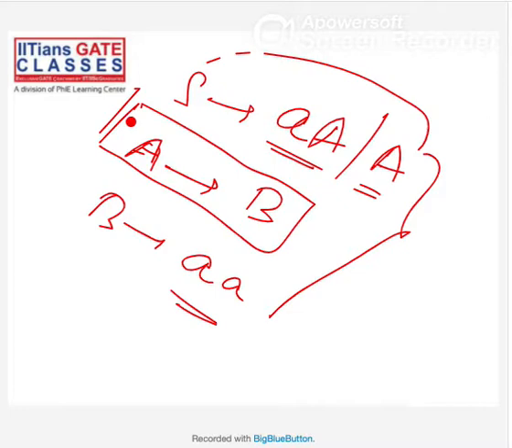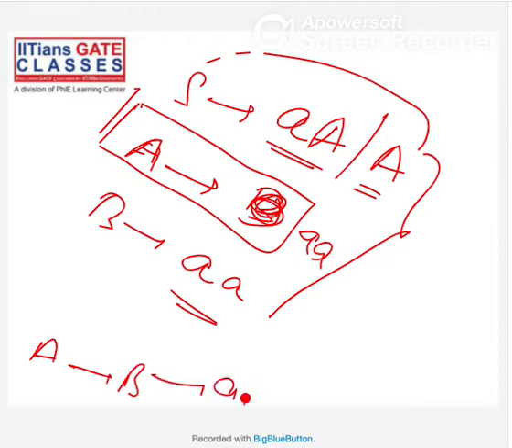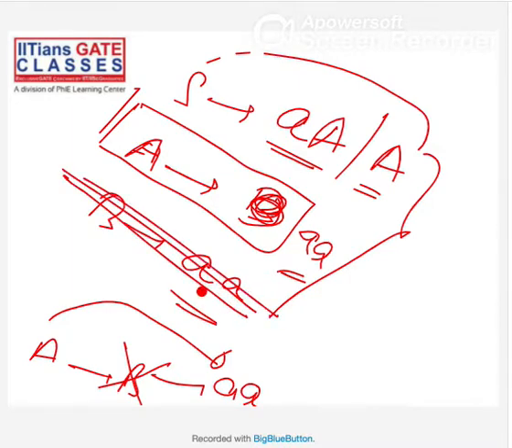Why do we want to remove them? Because if I remove this A goes to B, I can directly put this double A here. From A you are going to B, from B you are going to double A. You remove this thing, and you can directly go to double A. Now this B has become useless, so you can remove it because we want to remove useless symbols.